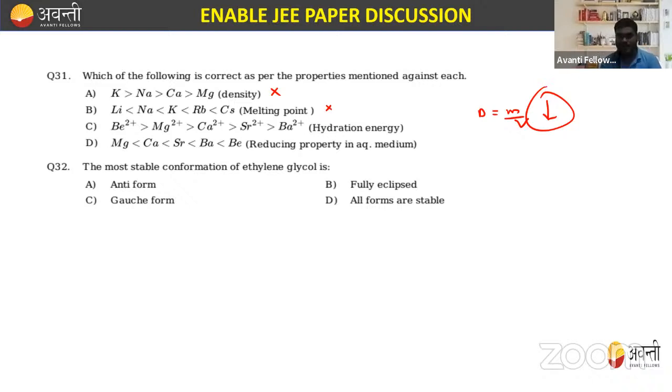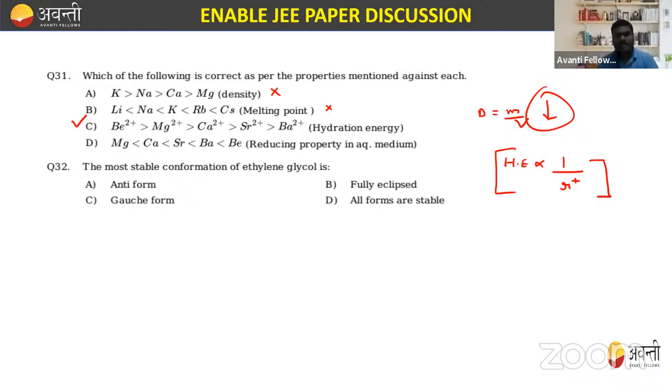That is beryllium plus 2, magnesium plus 2, calcium plus 2, strontium plus 2, and barium plus 2, and they are arranged in order of their hydration energy. We all know hydration energy is inversely proportional to the radius. Okay, it means the lesser the radius of the cation, the more will be the hydration energy. So this is the correct option, I guess. Yes, this is correct. How can you say that? Because beryllium is smaller than magnesium, magnesium is smaller than calcium, and calcium is smaller than strontium, and so on. So this is absolutely correct.